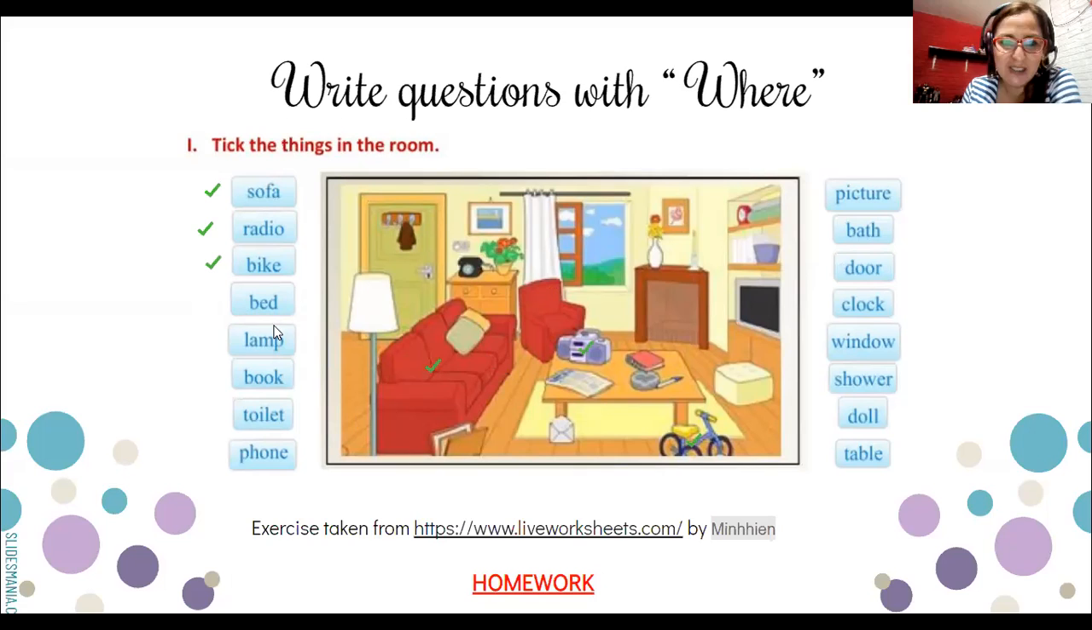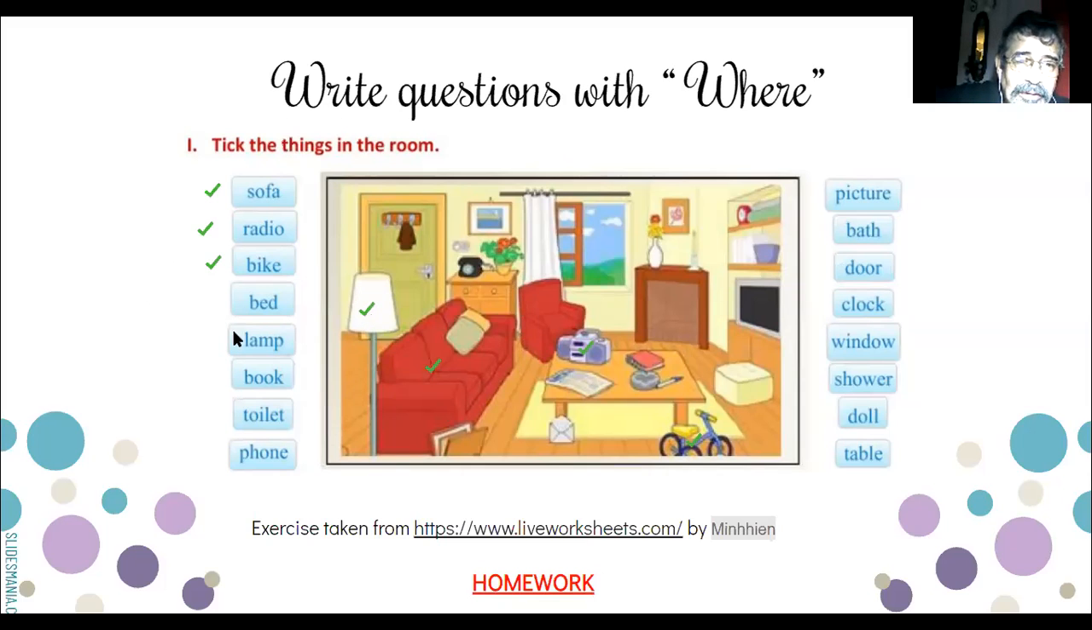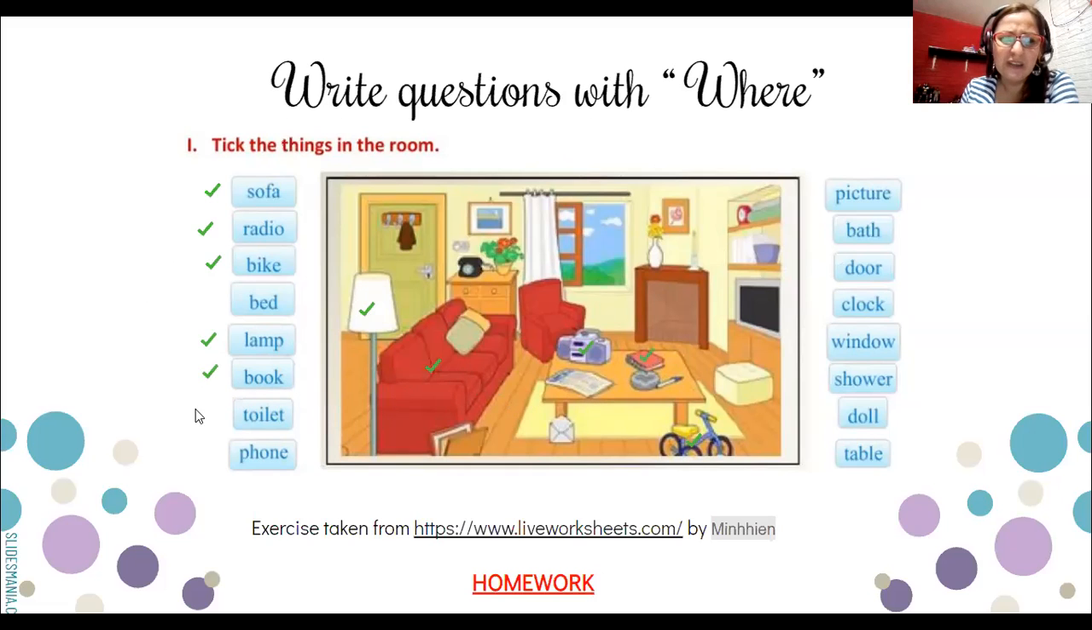Yes. Where is the lamp? I don't see the lamp. In front of the sofa. Next to the sofa. Now, I don't see the lamp, but I asked you, where is the lamp? Y a ustedes me van diciendo, ya ven. Okay. Is there a book? Yes. Or a notebook? Let's say. Toilet?